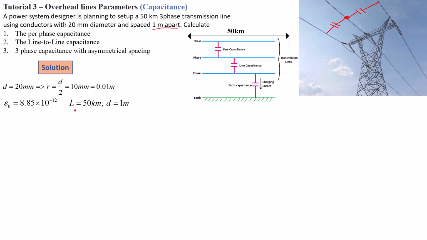Great. Now the next parameter is obviously the length of the line is 50 kilometers and the spacing or the distance between the conductors is 1 meter. Now the first question is the per phase capacitance.